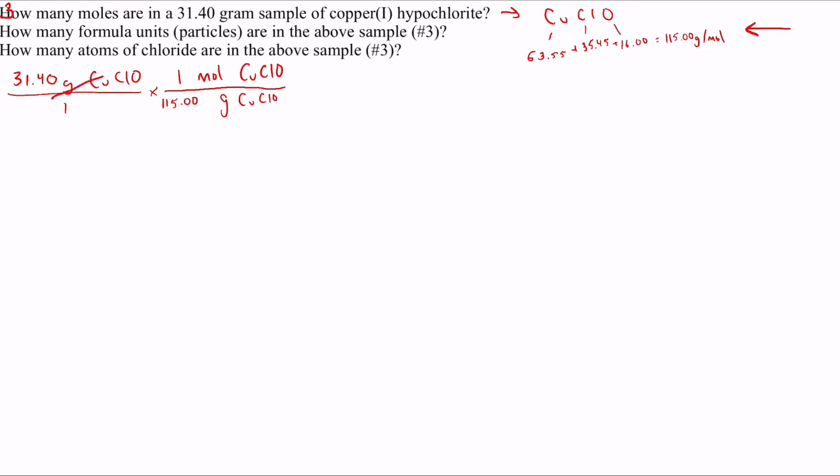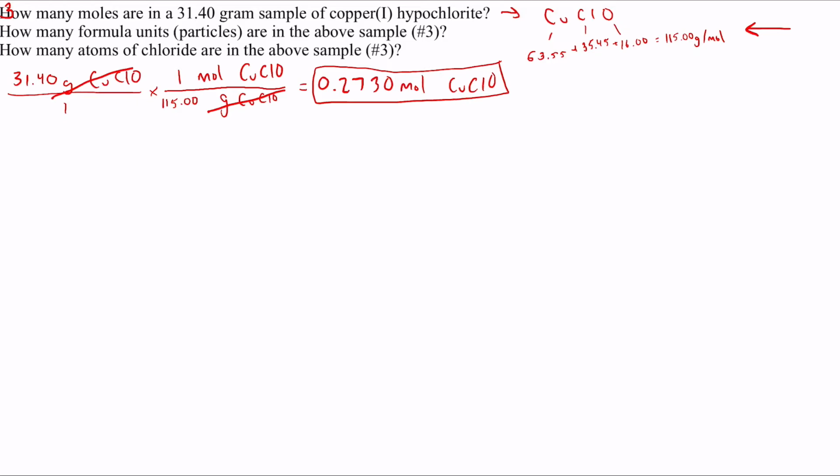The grams are going to cancel out, and then you're going to divide the 31 by the 115. That's going to give you 0.2730 moles of CuClO. Now, that has 4 sig figs because what was given had 4 sig figs as well.